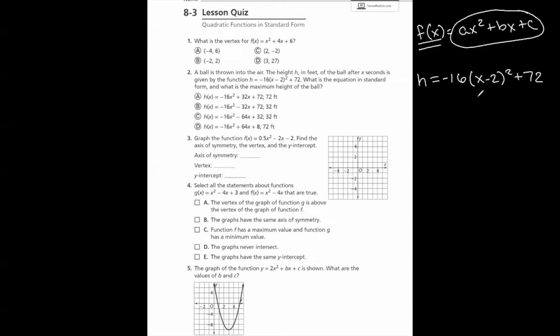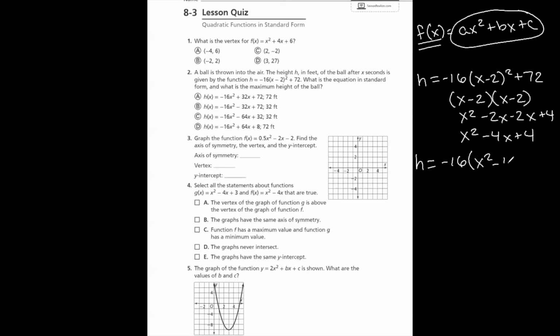And I'm going to simplify this, meaning I'm going to get rid of this exponent. So what will happen is I'm going to need to do x minus 2 squared, which is the same as x minus 2 times x minus 2. You can multiply this out and get x squared minus 2x plus 4, which then simplifies to x squared minus 4x plus 4. So I'm going to come back over to my equation, h equals negative 16, but now instead of having x minus 2 squared, it's going to say x squared minus 4x plus 4 plus 72.